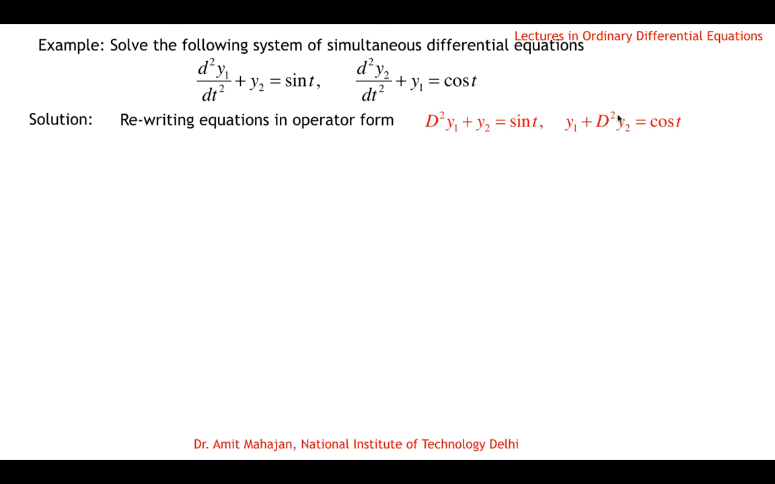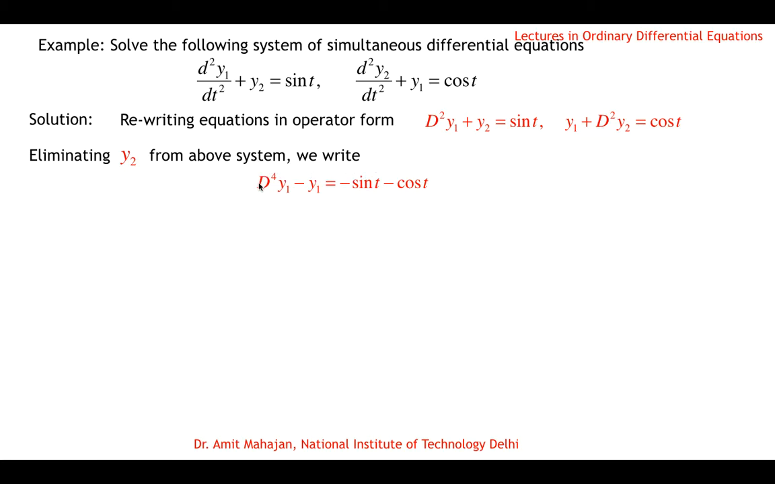Say we have to eliminate y2. Then I operate on the first equation with D² on both sides. The first term becomes D⁴y1 + D²y2. Then if we subtract the second equation, D²y2 will cancel out. I'm operating with D², that means two derivatives of sin t, and then we subtract this. So eliminating this, D⁴y1 - y1, and the second derivative of sin t is -sin t, and minus cos t, because this equation is subtracted. So it is now a fourth order non-homogeneous differential equation.